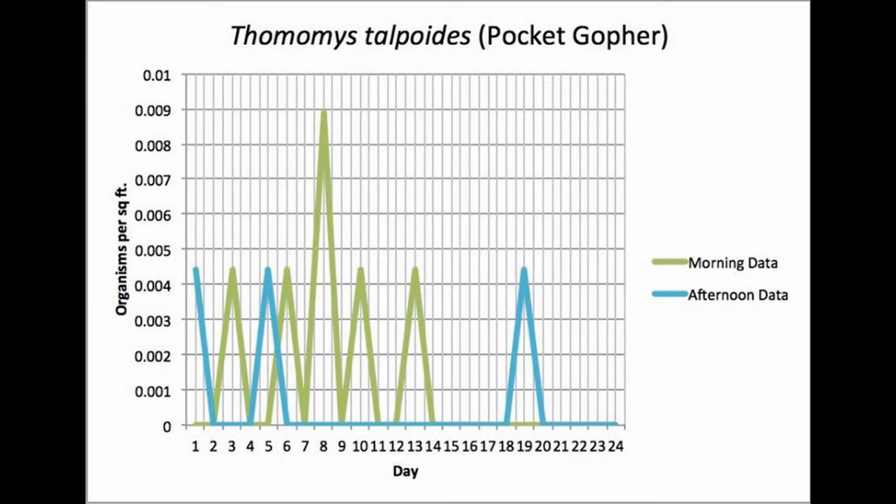As you can see, even on the only days that we did see it, there were mostly zeros for the organisms per square foot when we did observe the gopher. This is extremely crucial when looking at this habitat as a whole, as the gopher does not interact much when humans are around. And this is in a school, so there are lots of humans constantly around this environment.